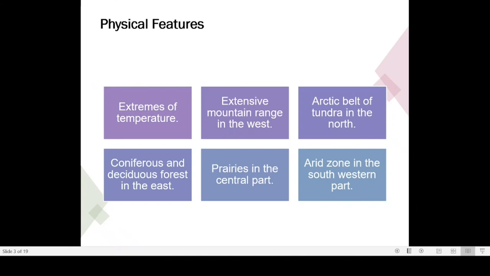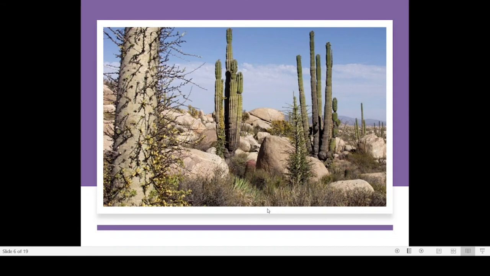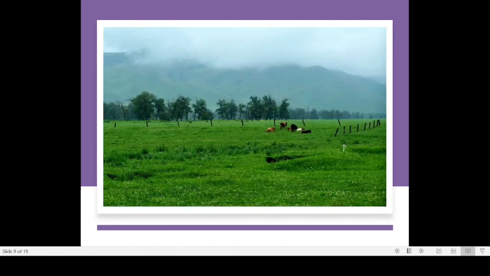Then prairies in the central part. What is the feature of a prairie? Here you can see a picture of the prairie. These are the wet grasslands of North America. In South America we have seen grassland, and the name we gave for the grasslands of South America is savanna. Similarly, in Africa also we can see savanna. But the prairies are also grassland, but in this prairie grassland there will be more availability of water, because of the lower temperature, cold, and other reasons. They are considered wet grasslands. From the picture itself, you can understand they are more green, not so dry.